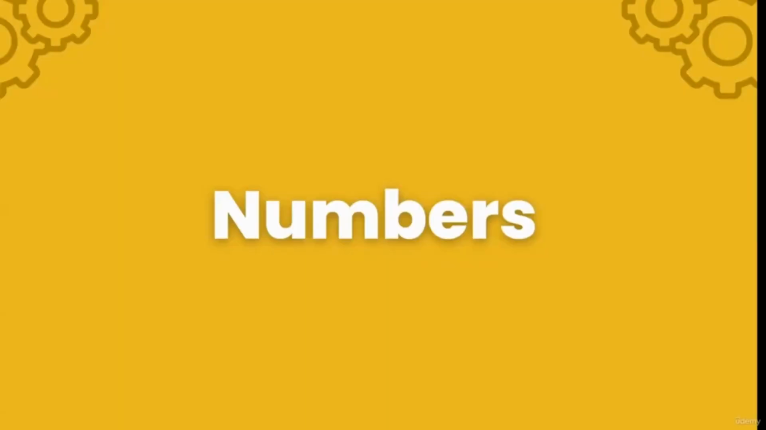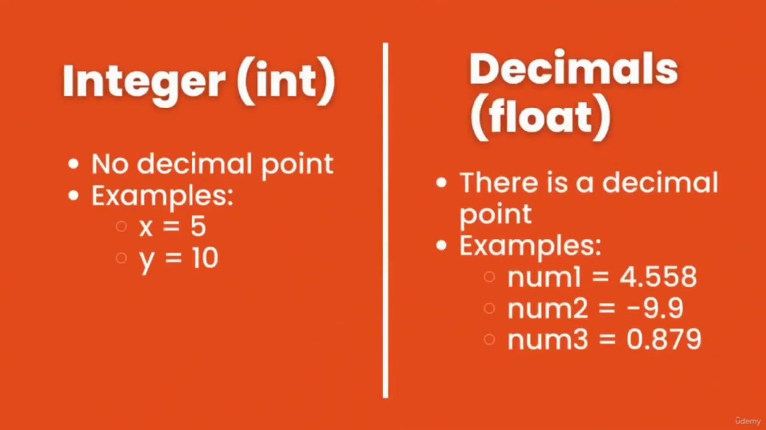In the last unit, you learned about strings and how to store strings in variables. Strings are one kind of data type that you can use and store in variables. Numbers are another kind of data type that you can use and store in variables. You're going to learn about two kinds of number data types. The first one is integers, or int. Integers are the numbers that don't have decimal points.